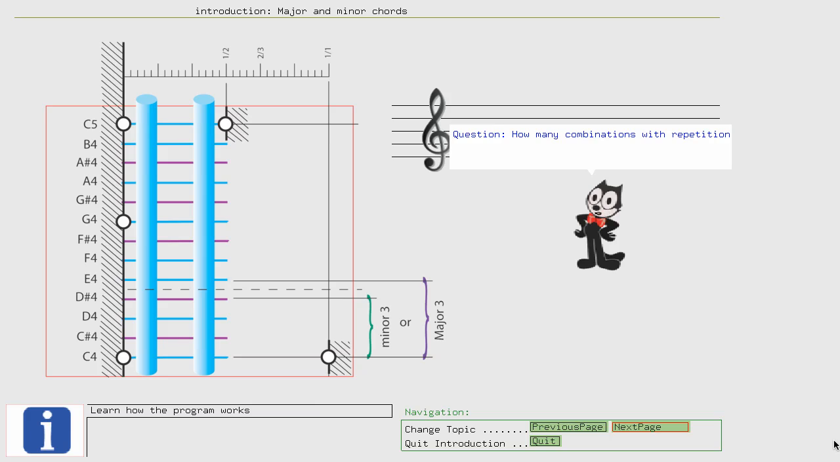Question: how many combinations with repetition for 2 stacked up thirds, minor or major, are possible? Click the right button.